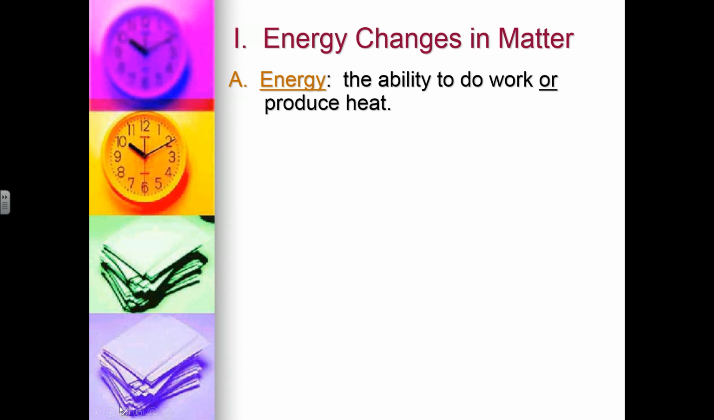Energy is the ability to do work or to produce heat. So you have the ability to do work. You're actually doing work right now while you're taking notes, and we're going to define work in just a second. But we as people, we do work. Your computer is doing work. It's also producing heat. Therefore, energy is being used in those processes.